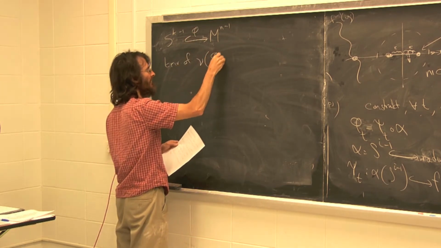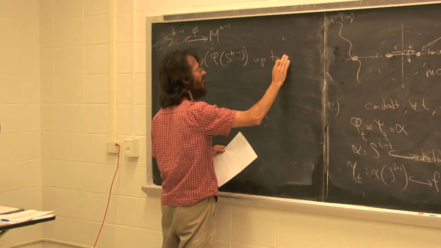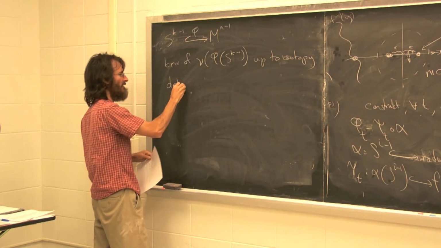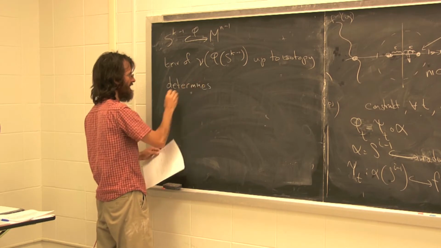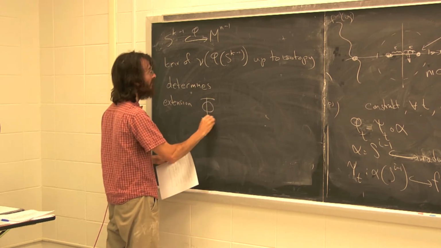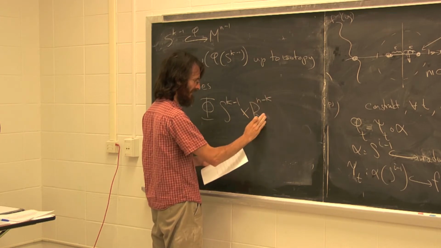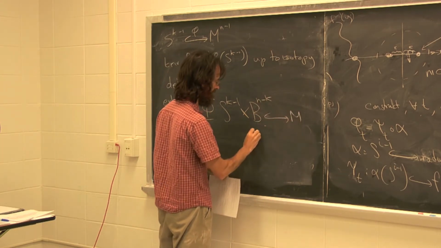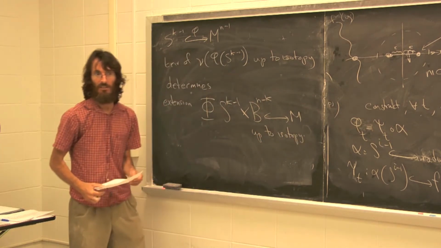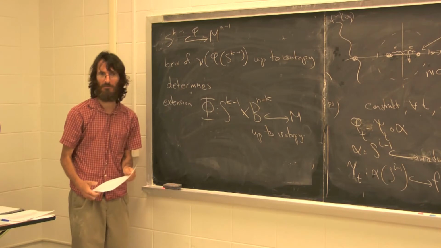normal bundle of phi at S^{k-1}, up to isotopy, determines an extension, in capital Phi, from S^{k-1} cross all of these of dimension n minus k into n, up to isotopy. Okay, so in other words, by extension that means that this is S^{k-1} cross 0, right?